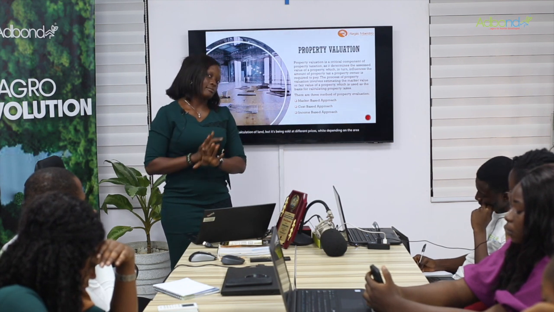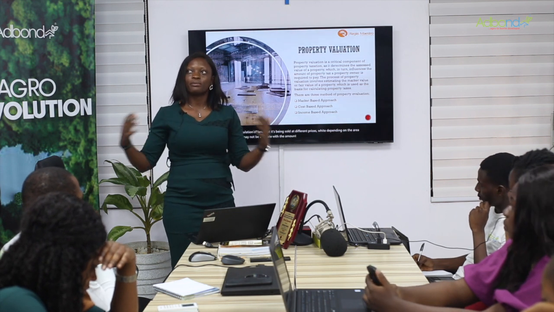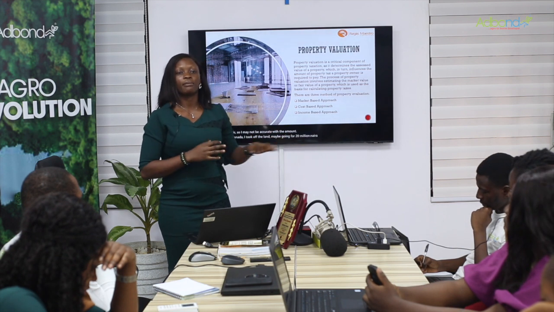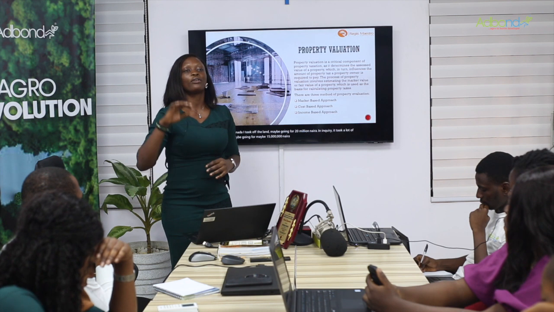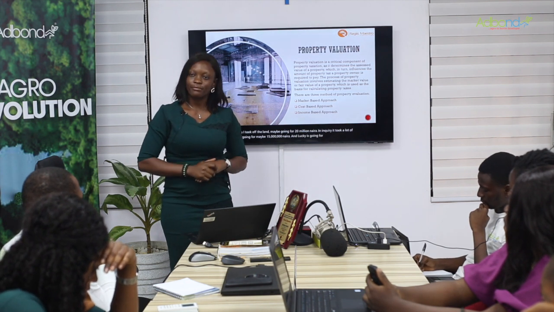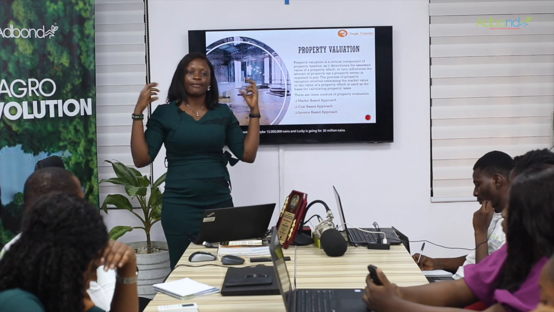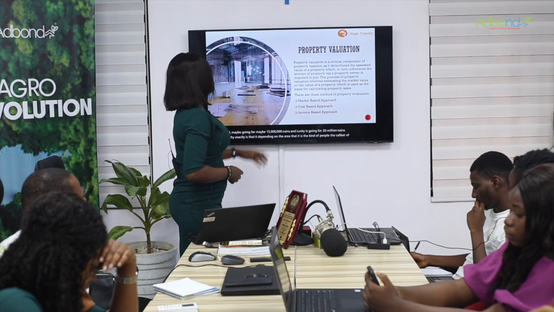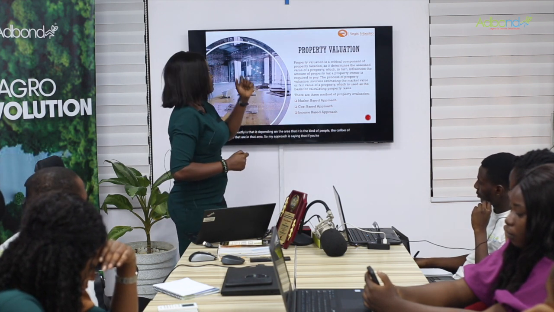In Ikeja, I may not be accurate with the amount, but 2 plots of land may be going for 20 million naira. In Ikoyi, 2 plots of land may be going for maybe 50 million naira, and Lekki is going for 30 million naira. So why exactly is that? It depends on the area, the kind of people, the caliber of people that are in that area.